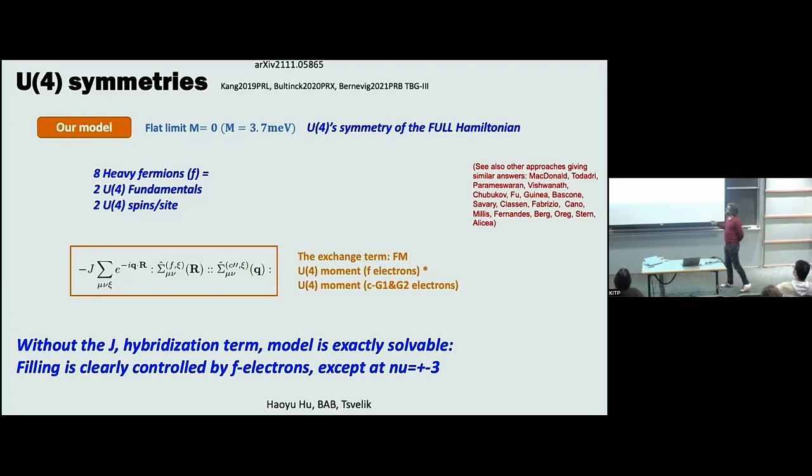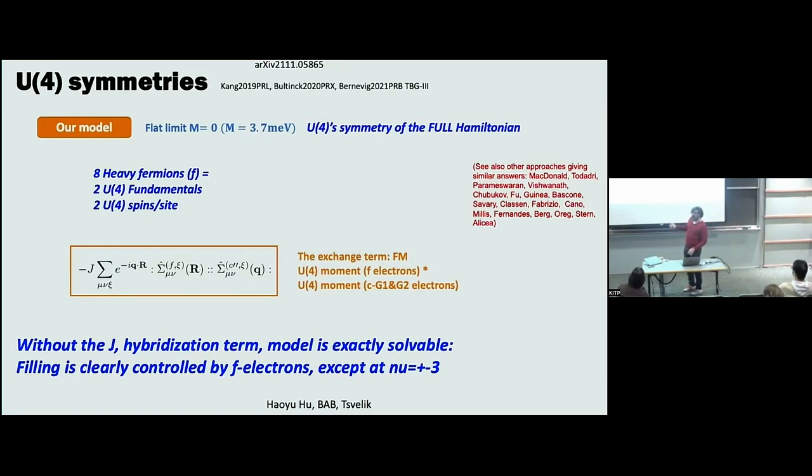And in this limit, you can write down the 2 F electrons per valley per spin as 2 U4 spins. And this J interaction that existed in the Anderson plus model becomes a particularly nice interaction in this form. It's just the interaction between the F electron U4 spins and the C electron U4 spins with a ferromagnetic coupling here.